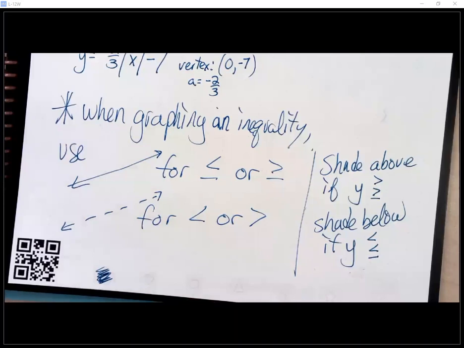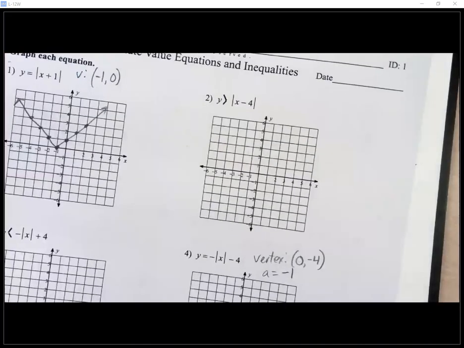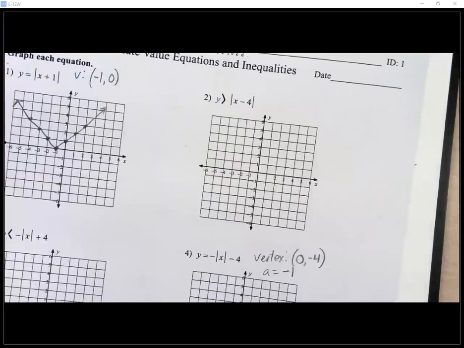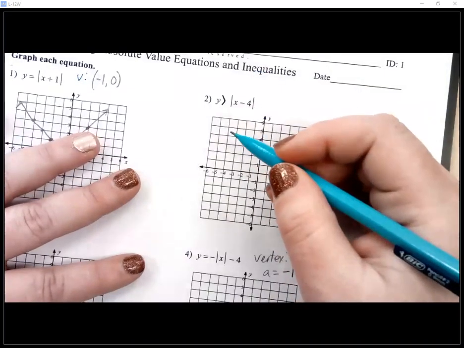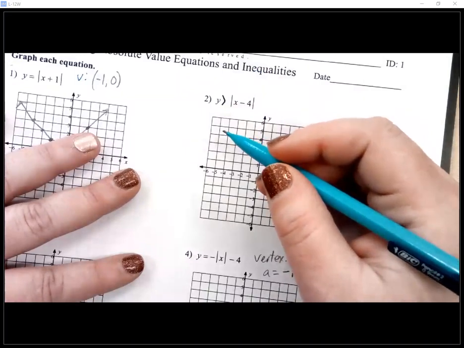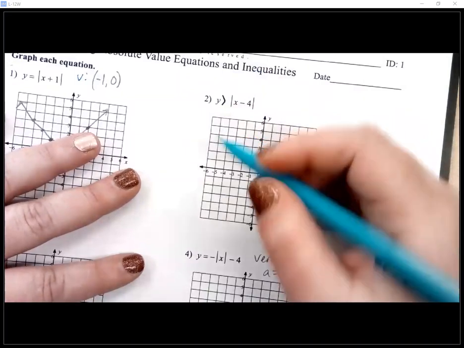Okay, so let's jump back to something like number 2 on this sheet. So you'll see we have an inequality here. But I start the same way. I'm still going to find the vertex. I'm still going to graph everything. It's just a matter of, do I do it with a solid line or a dotted line? And then I have to shade. So where's the vertex on this thing?